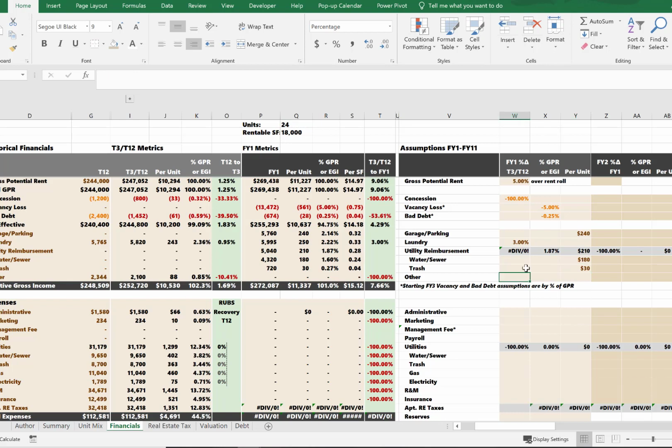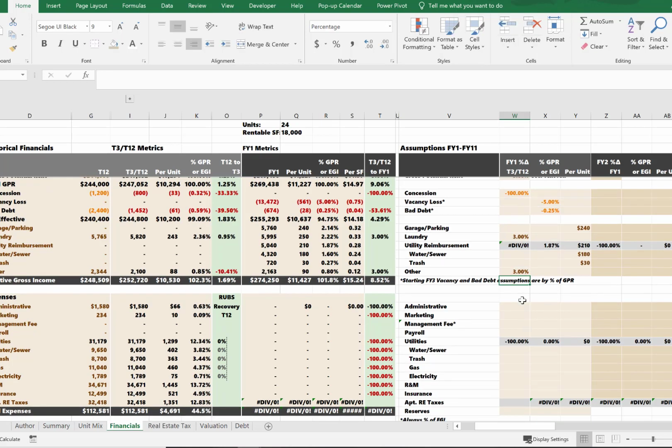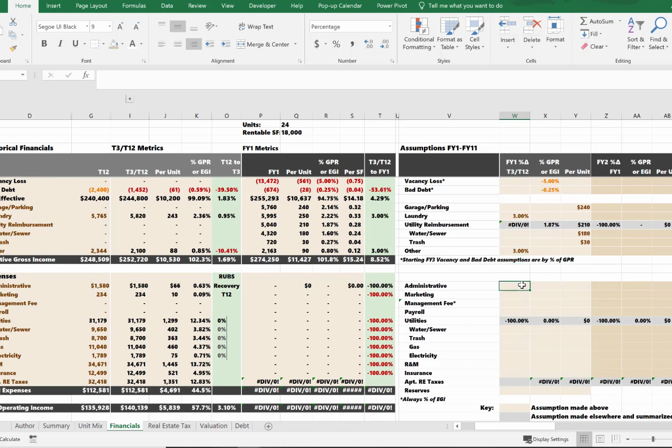And then the other income, miscellaneous fees and other income, I'm just going to grow 3% over T3 amounts. Most of my expenses, I'm just going to do 3% over trailing 12 amounts. In my opinion, the expenses were reasonable. Repairs and maintenance were a little high, but I think it's better to run a conservative model at this point. Management fee, I'm going to run as a percentage of EGI. So I'm going to type in 5% in this middle column.